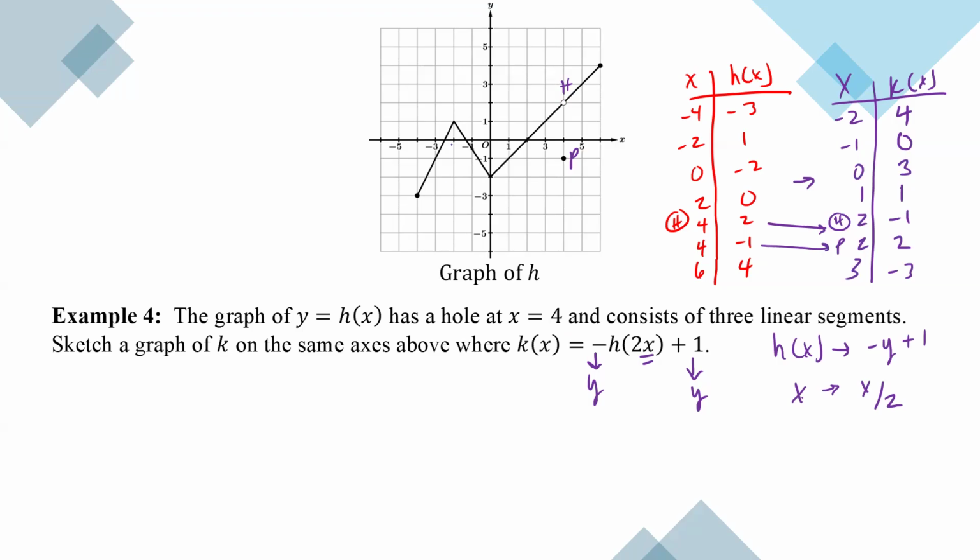All right, so (-2, 4). I'm going to go to -2, go up to 4. So -2, and we're at 4. Then I have -1, and we're at 0. I have 0, and we're at 3, 1, 1. Right? And then we're at 2, -1. And at 2, -1 is actually a what? A hole. So let me make it real obvious.